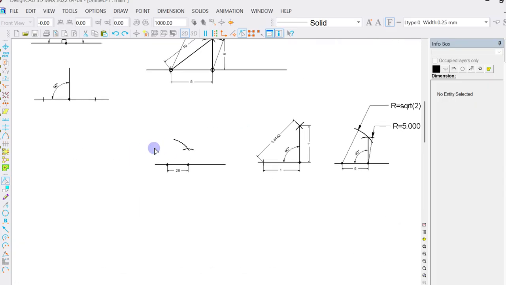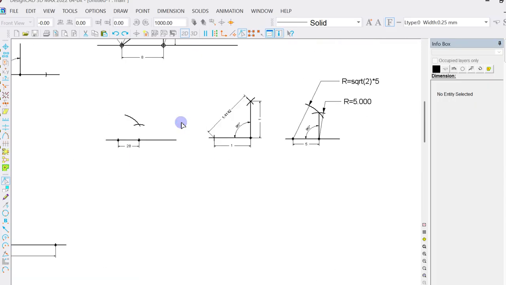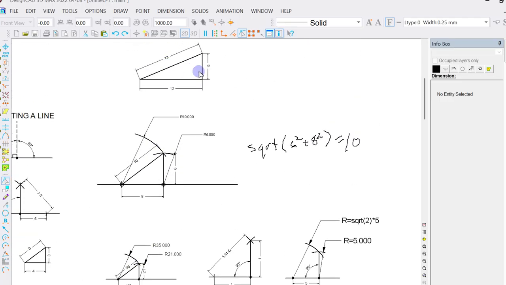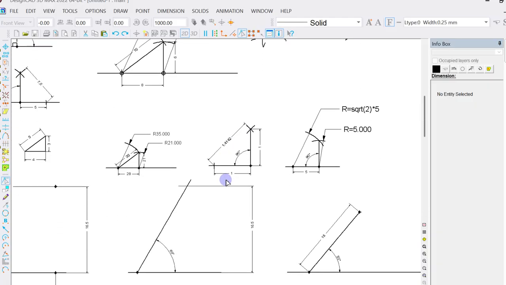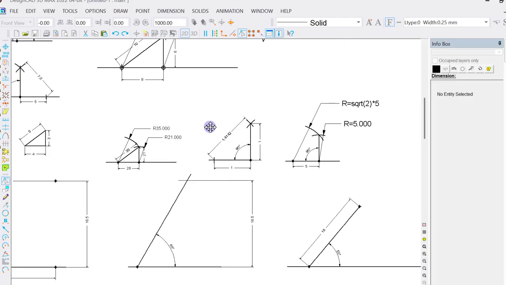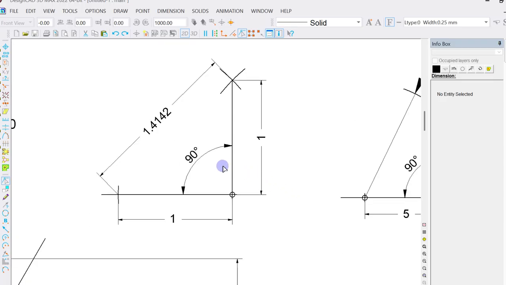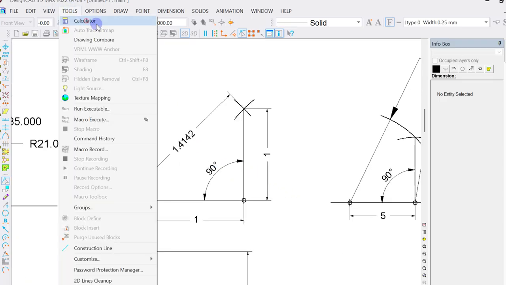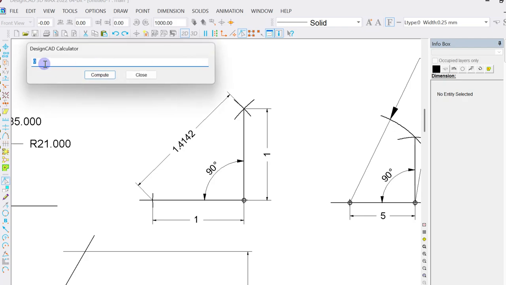So there's that, and then there's the 3, 4, 5 triple or any variation of it, that'd be 10, 24, and 26, right? So let's look at this. Here's the square root of 2. If you go to Tools, Calculator, it's the same thing, square root of 2. If you have equal sides, like in this case it's 1 and 1, it could be 5 and 5. That's a common one too, so we'll just do that.